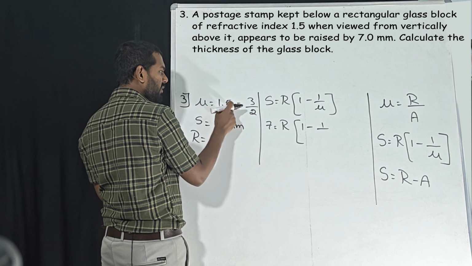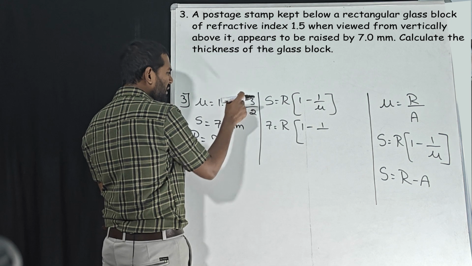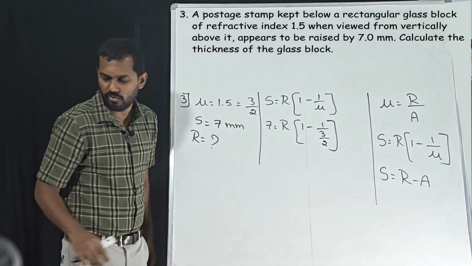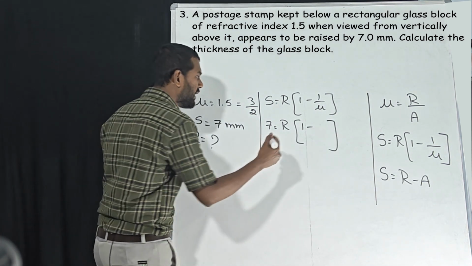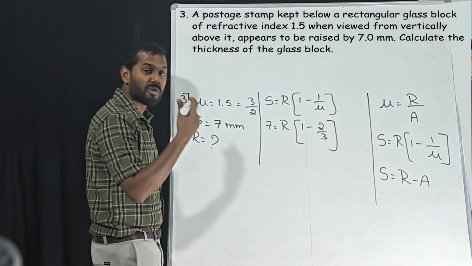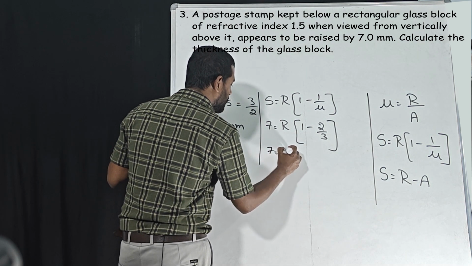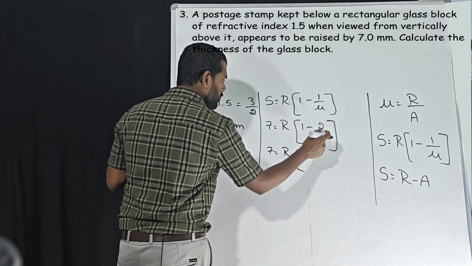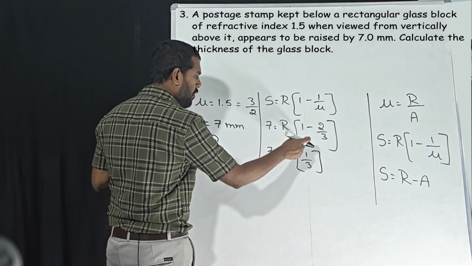They have given 1.5. We have to convert it into a fraction to make the calculations easier. So 1.5 is nothing but 3 by 2. So 1 by 3 by 2 we can write as 2 by 3. If you are still confused with this one, try to understand one more time. Then 7 is equal to R into (1 minus 2 by 3). Out of 1 you are removing 2 by 3, so this becomes 1 by 3. So now 7 equals R into 1 by 3.